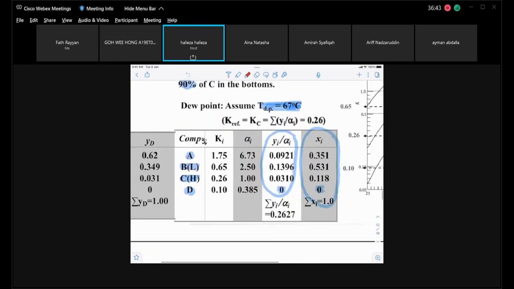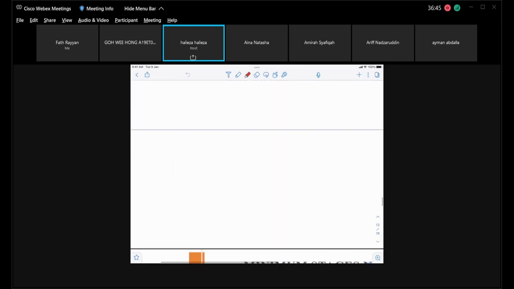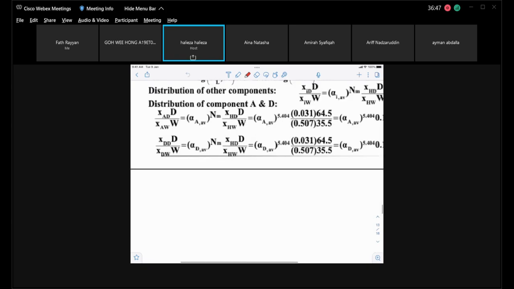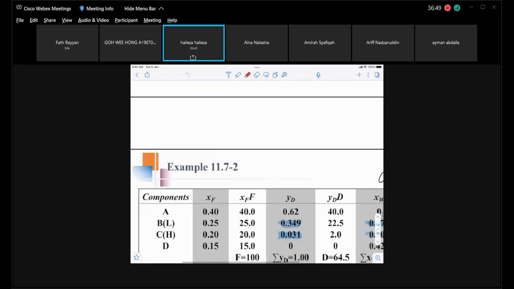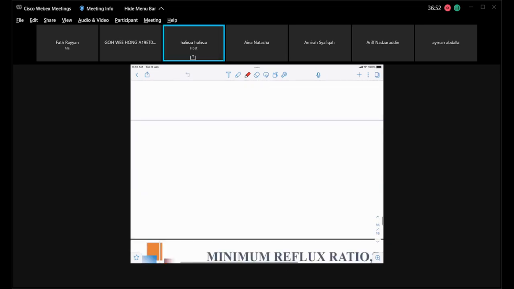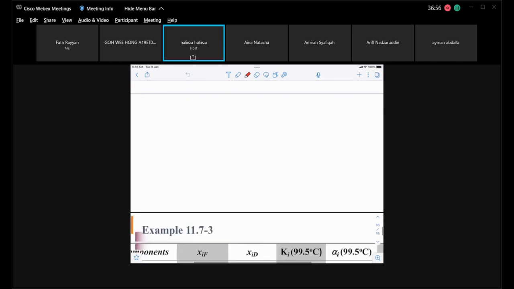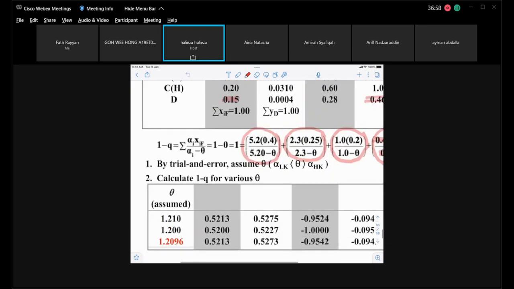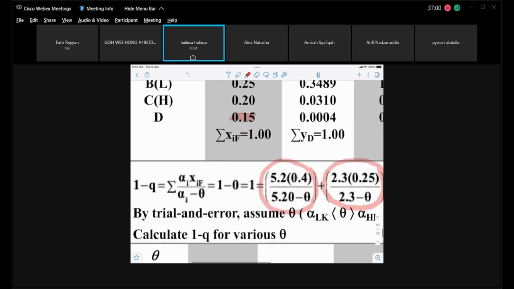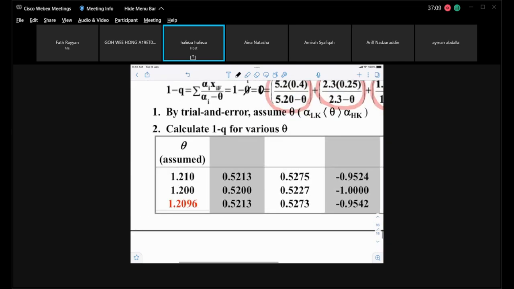Now where is that part just now? Q should be equal to 1. You have to remember that Q should be equal to 1. I have made a mistake there. I think it's a typo error. There you go, this here should be equal to 1. Please correct it. So for 1, the answer should be equal to 0. Okay, so by trial and error, this is how it's done.